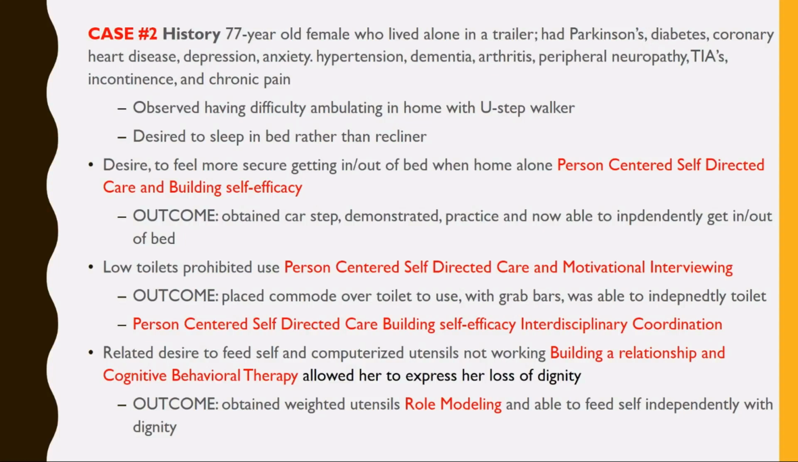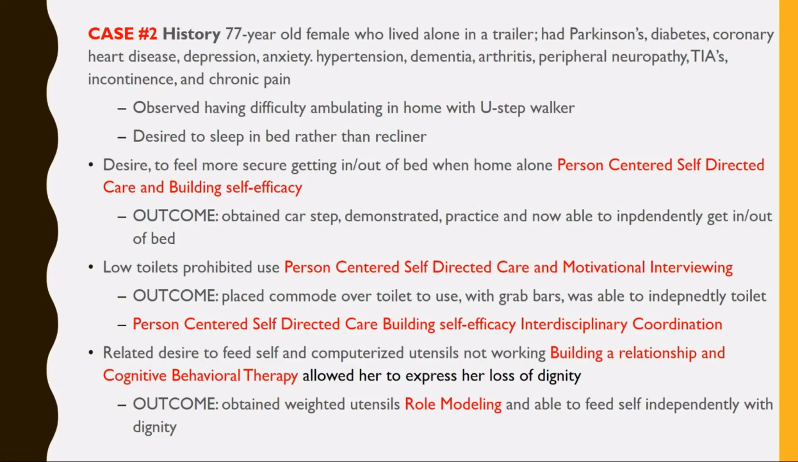In the second case, this is a 77-year-old female who lived alone in a trailer and had Parkinson's, diabetes, coronary artery disease, heart disease, depression, anxiety, hypertension, dementia, arthritis, peripheral neuropathy, TIAs, incontinence, and chronic pain. A very typical My Choice patient. The OT observed her having difficulty ambulating in her home with a U-step walker, and she also desired to sleep in her bed rather than in her recliner.